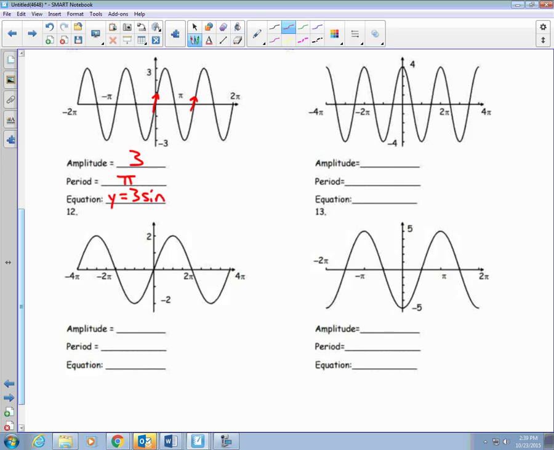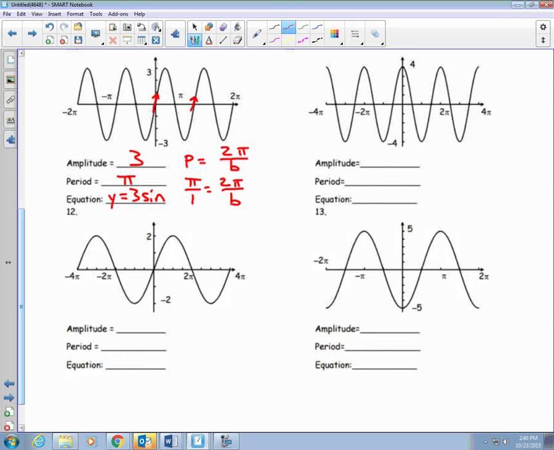And then we have to decide what goes in front of x. We don't know the b value, do we? But we have a formula. What's the formula for a period? Period is equal to 2 pi divided by b. Okay? So let's solve for what b is. What is my period in this problem? So I'll write pi over 1 is equal to 2 pi divided by b. How do I solve for that?